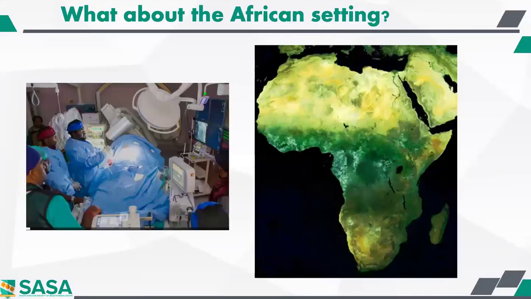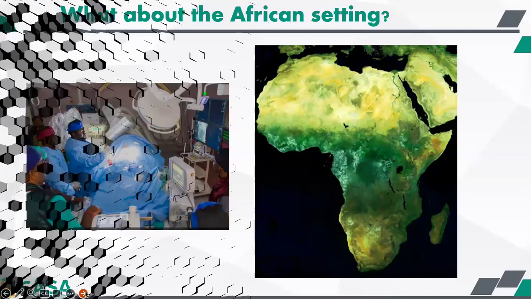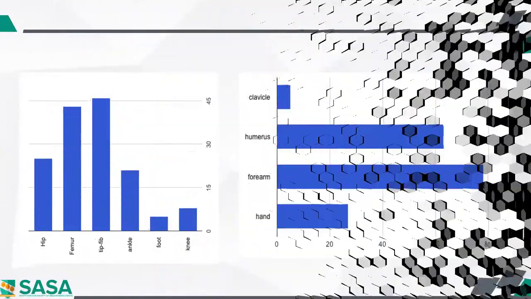So what about in our setup, African setting? If you were to do a literature search, you'll find that there are very few articles which talk to the incidence of peripheral nerve block complications, if there are any. So there definitely is a gap in literature. So what about our setup?